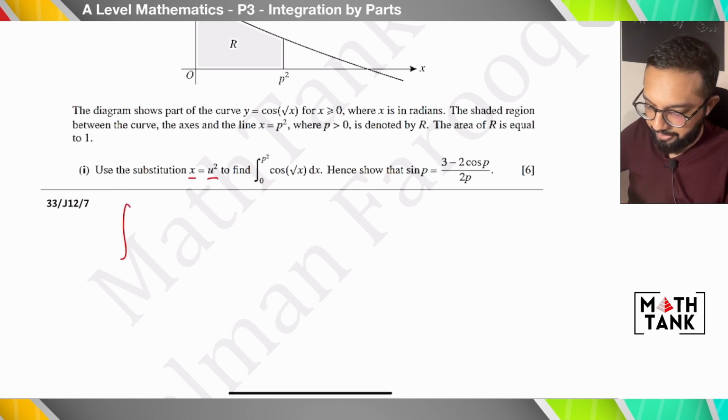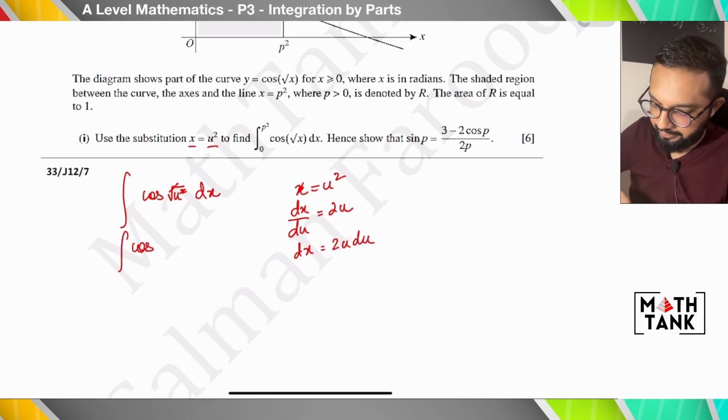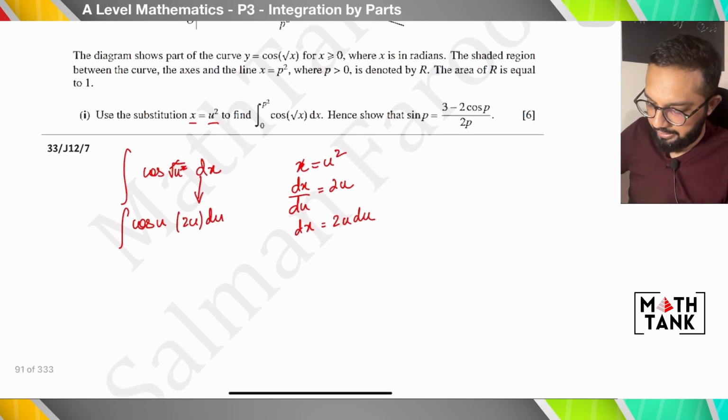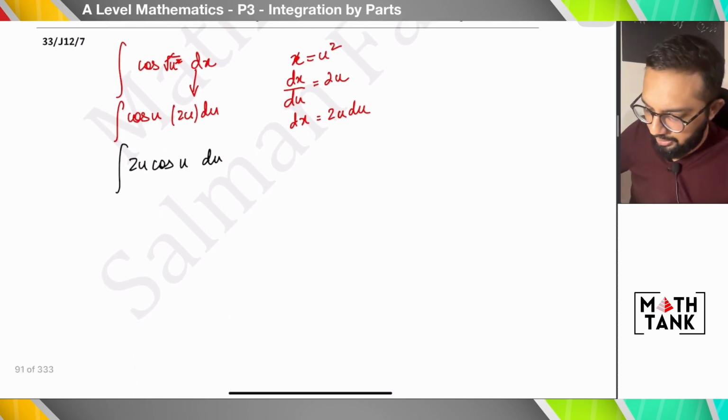Let's see what my immediate substitution is first. I get cos of root u squared, so that means my square will cancel out and I have dx. Okay, so x equals u squared, dx over du is 2u, so dx is basically 2u du. So I have cos u and 2u du. So what I have ended up with is a question on integration by parts. You see an algebraic and you see a trigonometric with u as the variable. So I'm going to use ISOLATE.